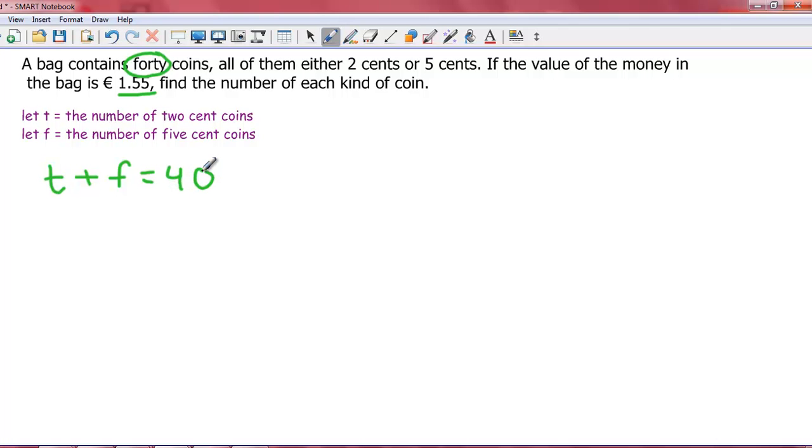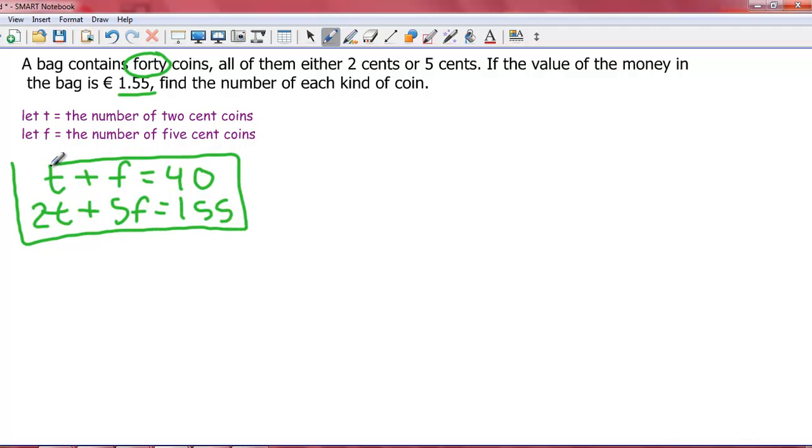And then in our second equation, that's where we need to go through and figure out something with the money values. Now, we can either change this 2 cents to represent an amount out of euros, 0.02, or we can change this €1.55 to represent cents, 155 cents. And I think I would rather do that way so that we have whole number values. So if we multiply 2 cents times the number of 2-cent coins, and we add 5 cents times the number of 5-cent coins, that should all equal 155 cents. So we have our two equations there.